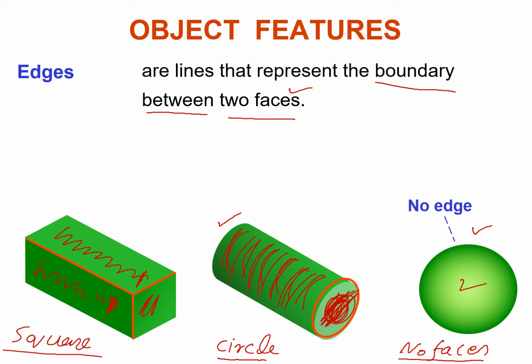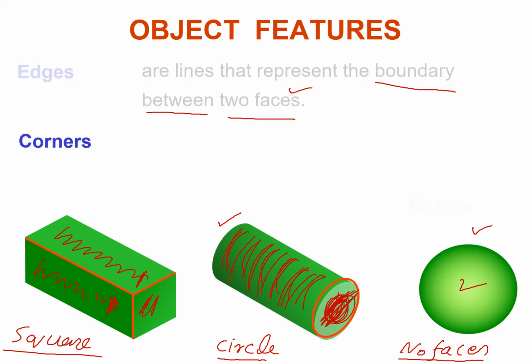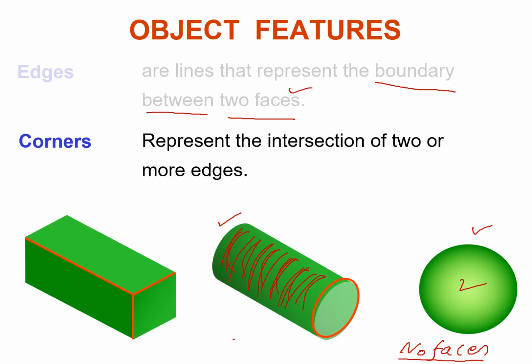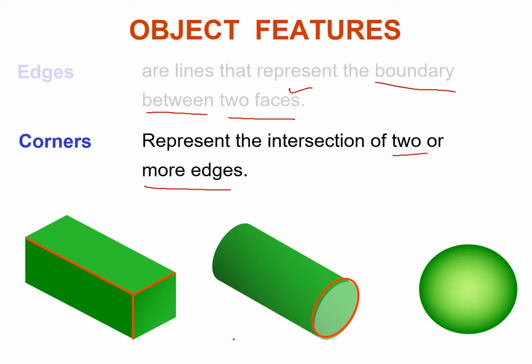So in this case we will have no edge. Then there are corners, and corners, as you can see, represent the intersection between two or more edges. So using the example that we just gave, what are the corners? Based on the definition, the corner will be the intersection of two or more edges. As you know, this is one edge, this is another edge, and their intersection point is this one. So this will be the corner of this object.